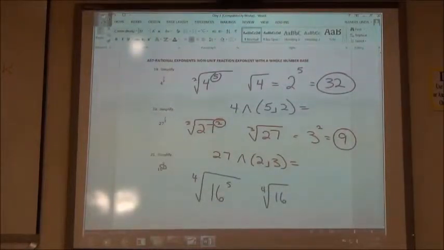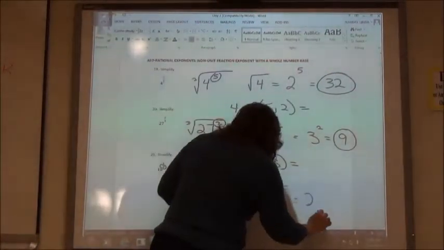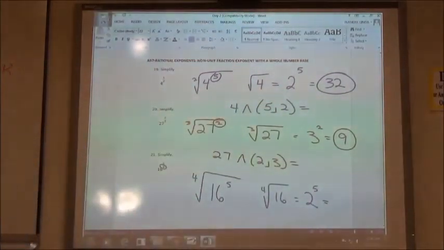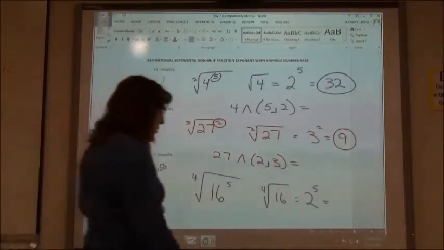Can't be a very big number, right? If you did 4 times 4 times 4 times 4, it's going to be way bigger than 16. It's 2, right? 2 times 2 is 4, 4 times 2 is 8, and 8 times 2 is 16. So the fourth root of 16 is 2, and then we're going to take 2 to the 5th power. We already did 2 to the 5th power earlier. 2 to the 5th power is 32.